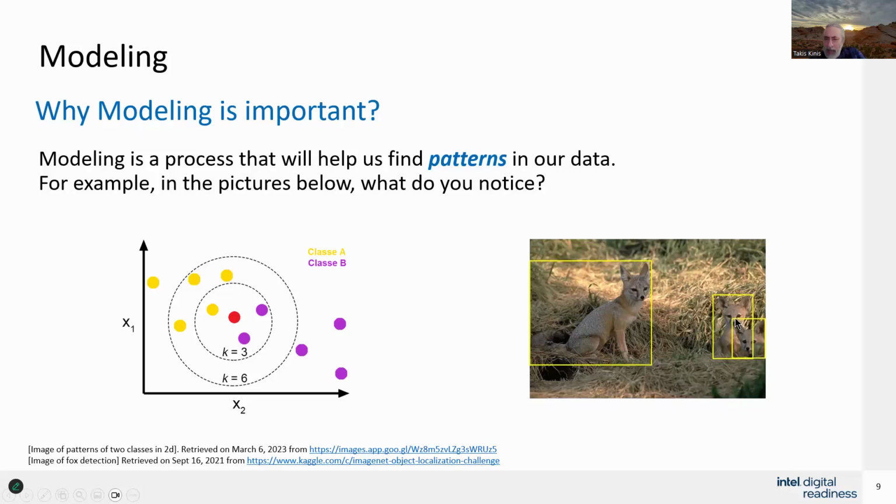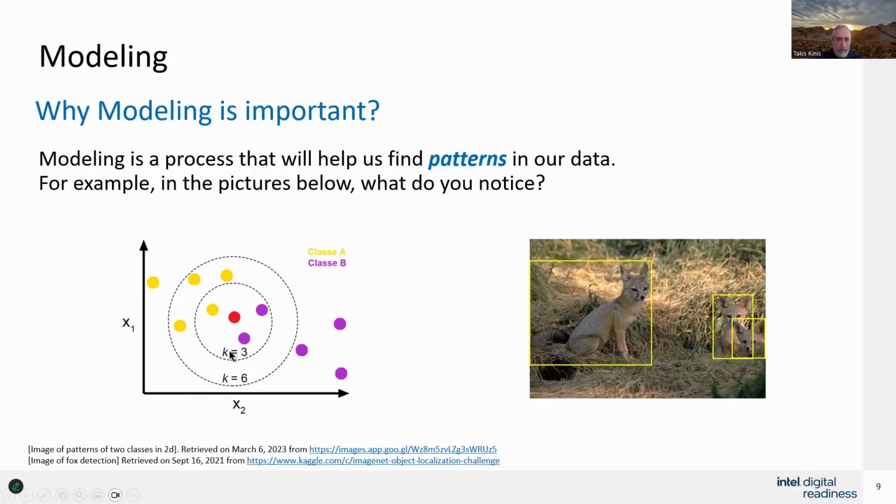How do we know? Well, there's eyes and a nose and ears, right? And the fur is a little bit different color than whatever's in the background. And so there's a pattern to recognizing something visually, right? When we look at this data set here, we notice, okay, there are some patterns here as well.